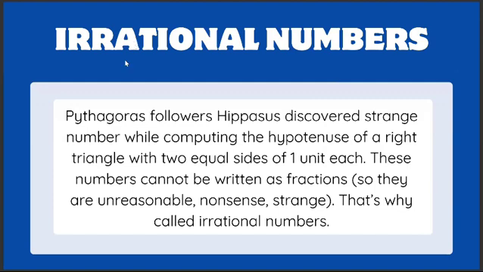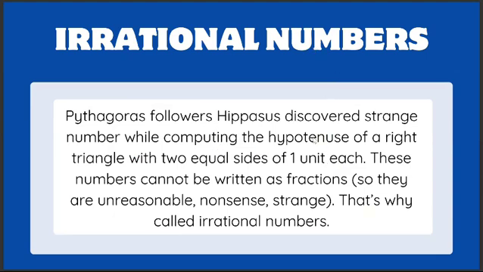Another type of numbers, which we call today, is called irrational numbers. These numbers, of course, by name, represent the numbers which are not rational. Pythagoras' follower, Hippasus, discovered a strange number when he was computing the hypotenuse of a right triangle with two equal sides of 1 unit each. Of course, we know that this hypotenuse is square root 2.